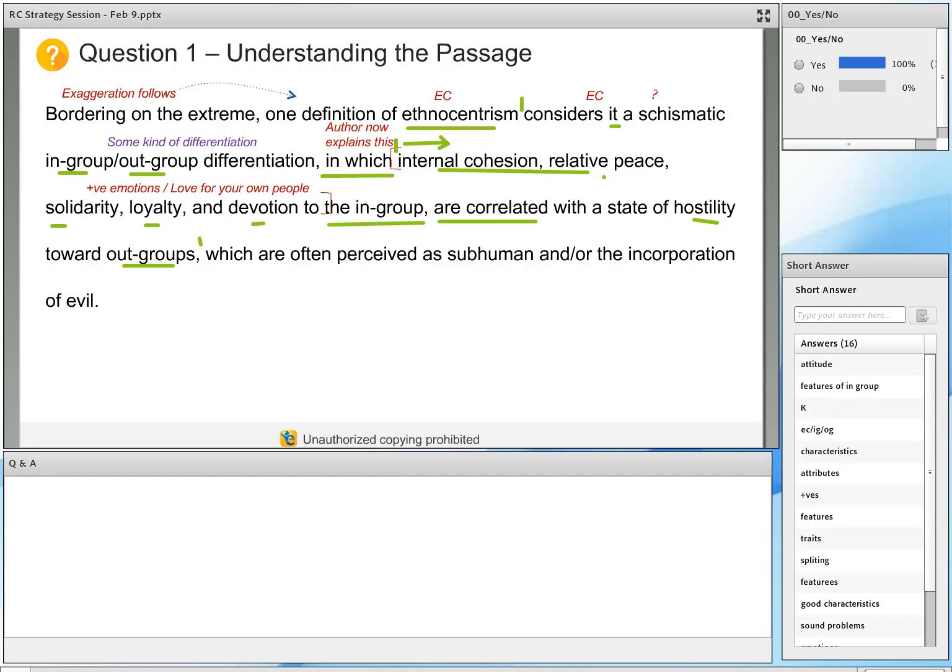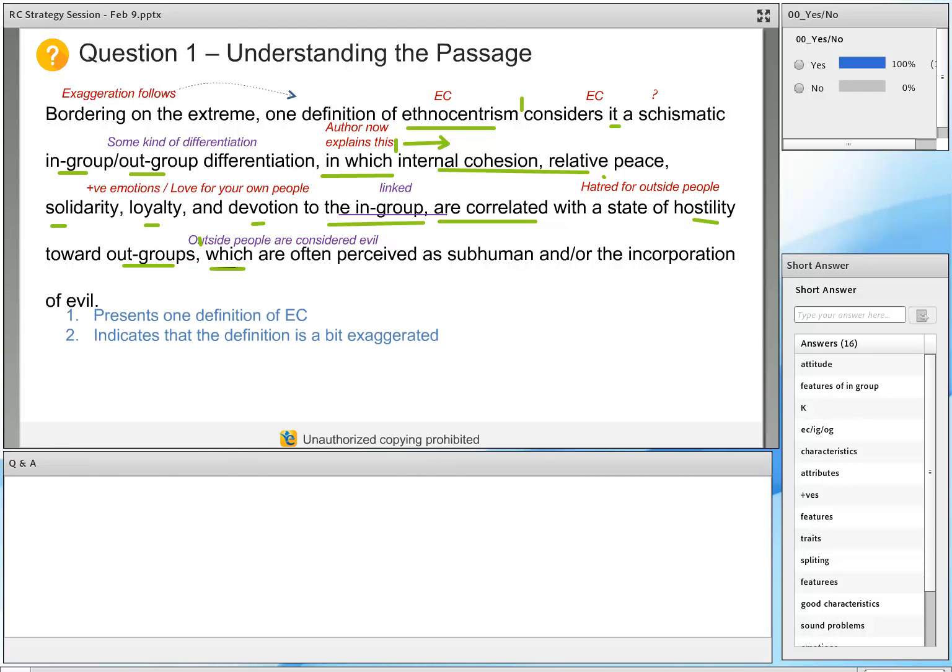Okay. Then, which are often perceived, now this describes the outgroups, which are often perceived as subhuman and or incorporation of evil. So outgroups are typically considered as evil. Overall, what this passage gives me is one definition of ethnocentrism. It indicates that the definition is a bit exaggerated. And according to the definition, the following are correlated: love for your own people is correlated with hatred towards outside people.